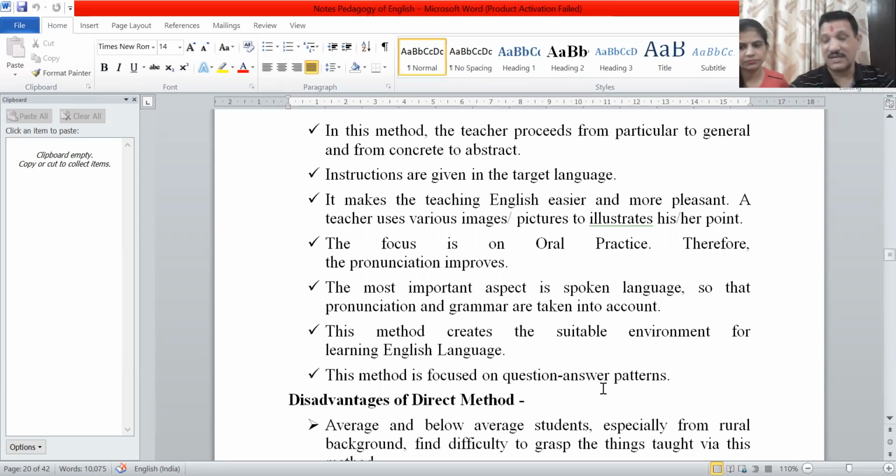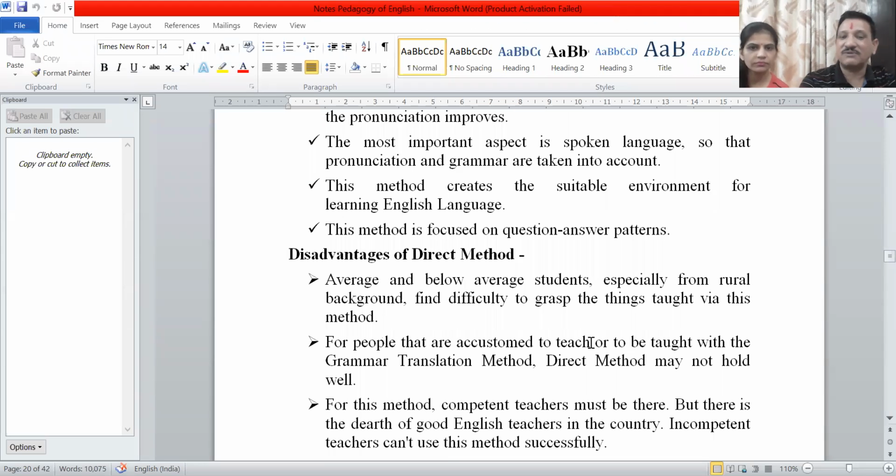Like, once again I am saying, what is this, Pooja ma'am? Then what will be the reply of Pooja ma'am? This is a mobile. What is the use of this mobile? It is used for communication. What type of teaching aid is this? This is an audio visual aid. That means directly the pattern is question answer in the direct method.